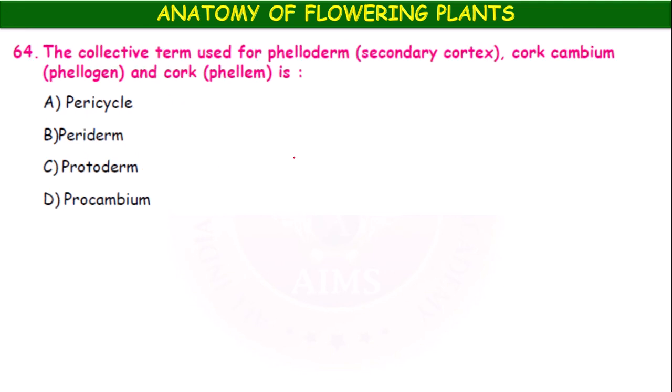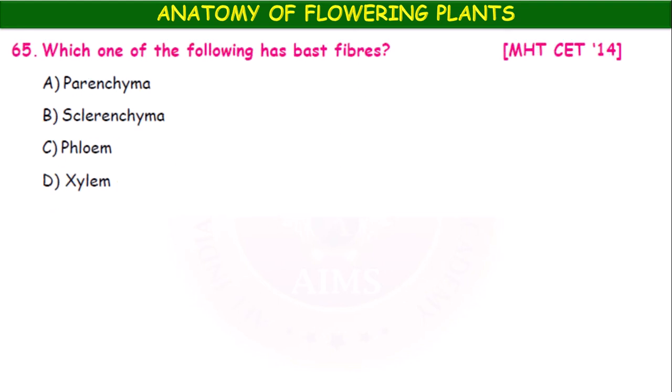The collective term used for phelloderm, secondary cortex, cork cambium, phellogen and cork is pericycle, periderm, protoderm, procambium. It is periderm. Which one of the following has bast fibers? Parenchyma, sclerenchyma, phloem, xylem. Phloem.